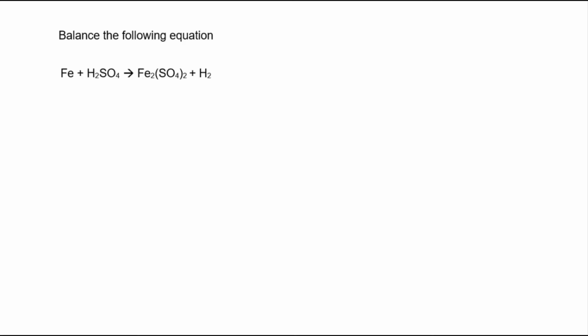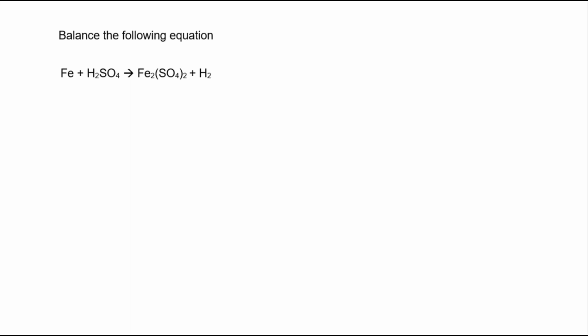Now that we're a little more comfortable with chemical reactions, let's start balancing chemical reactions. When we balance a chemical reaction, we want to make sure that we have the same number of atoms on the left-hand side, or the reactant side, as the right-hand side, or the product side. Remember, we cannot create or destroy atoms.